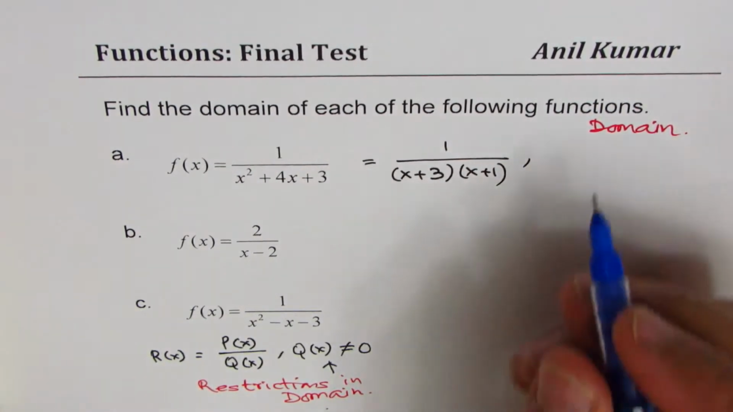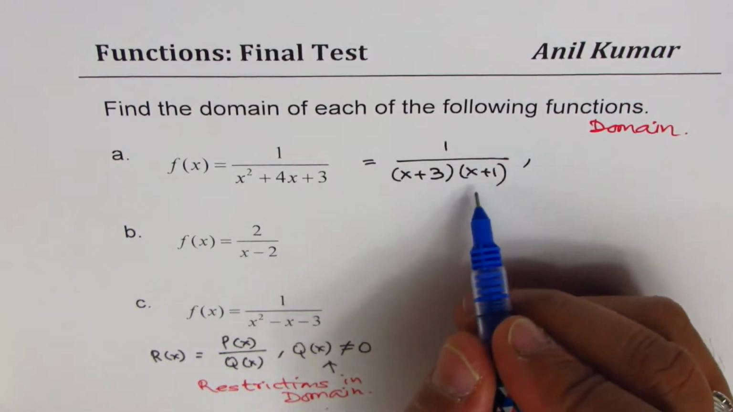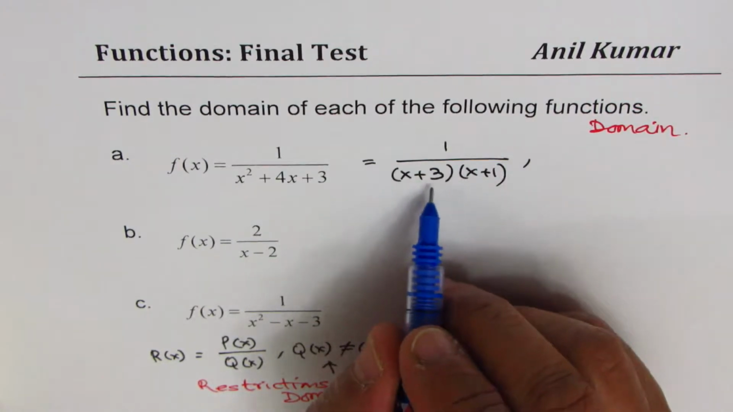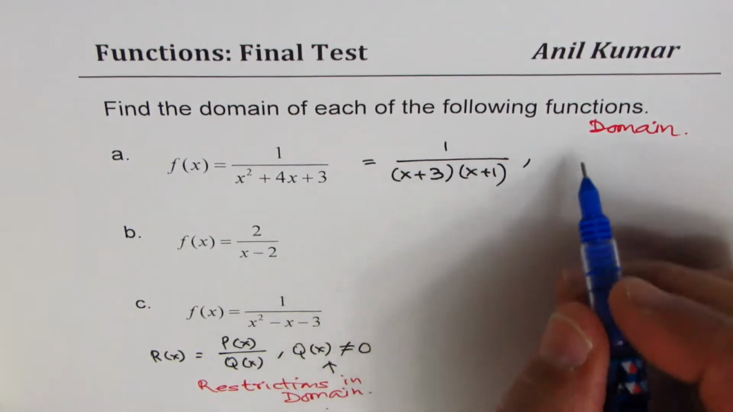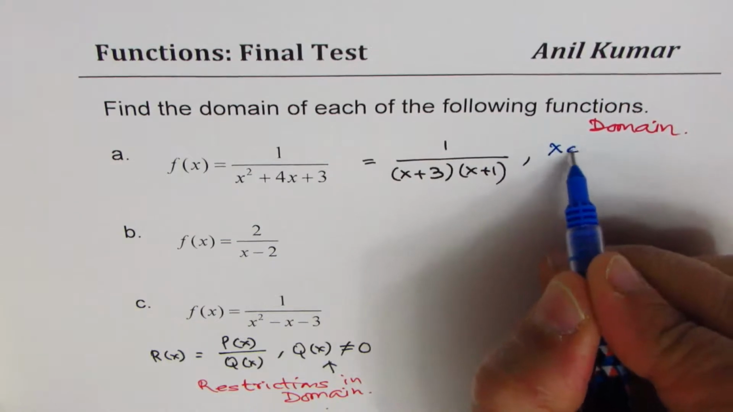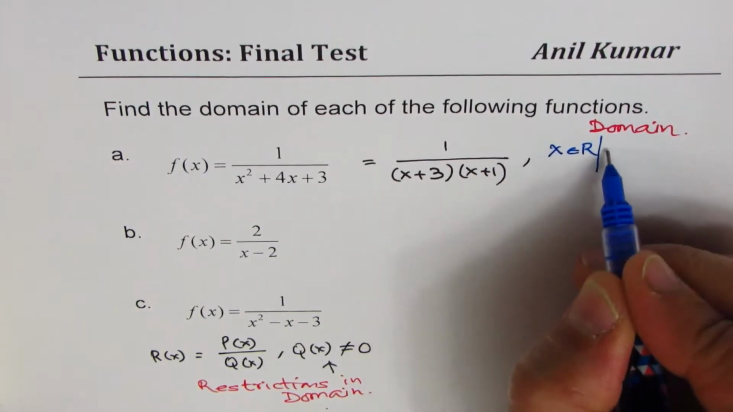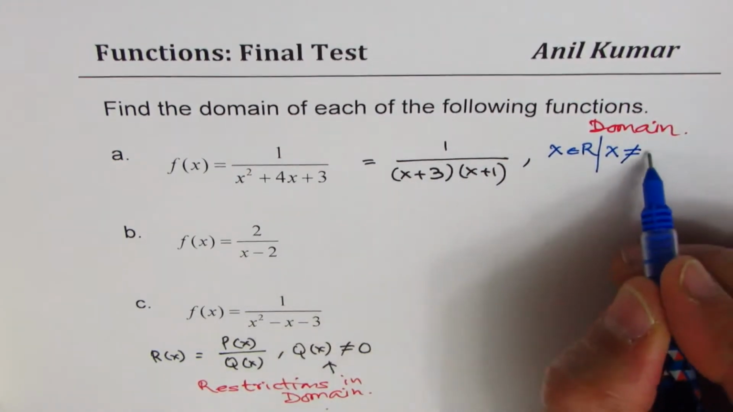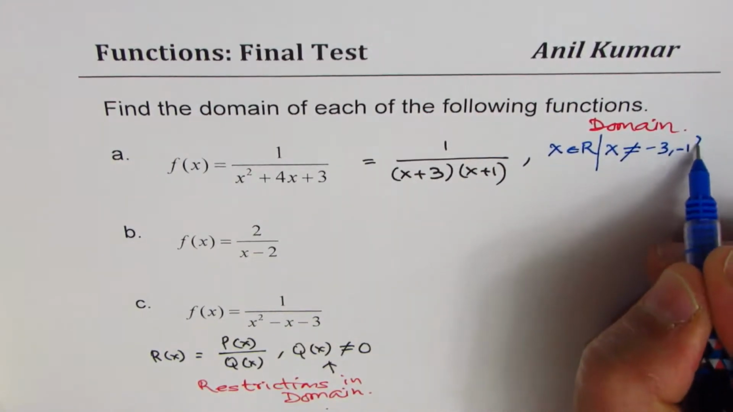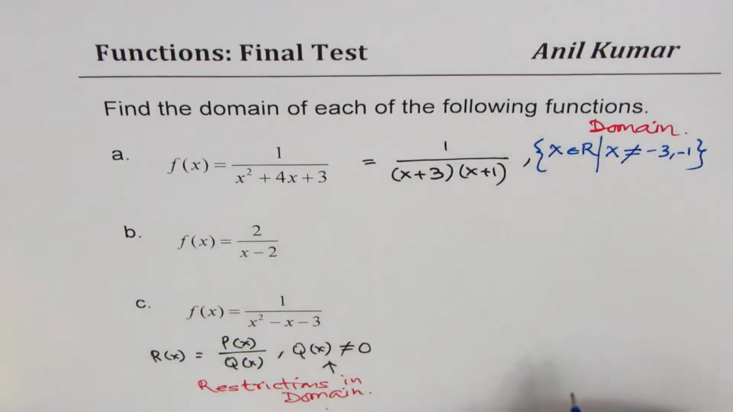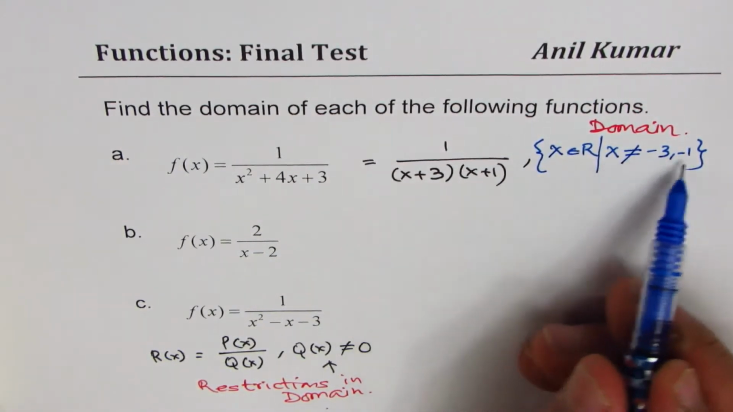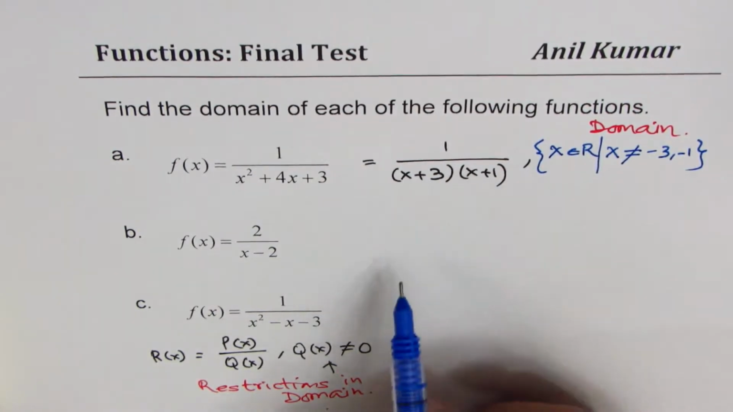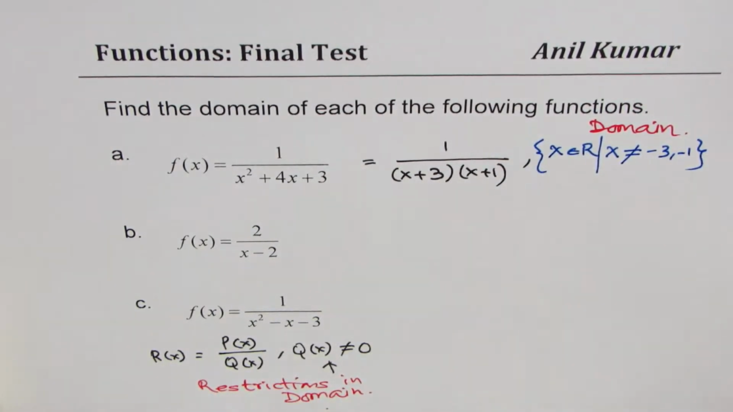So the domain here is that x belongs to real numbers. There are many ways to write it. Let me write it in the simplest form, and that is that x belongs to real numbers such that x is not equal to minus 3 and minus 1. So that becomes the domain of the function, since these two values will result in 0 in the denominator, correct? So that is how you have to write the domain.